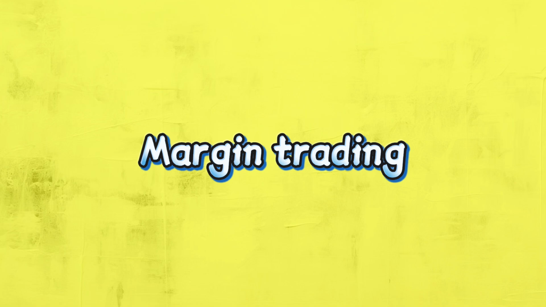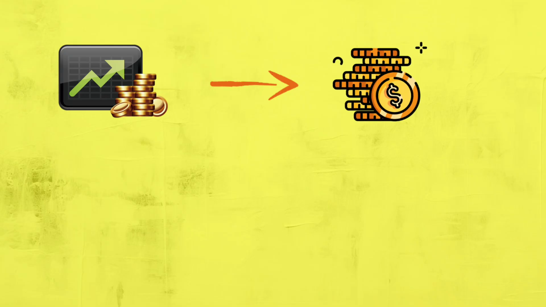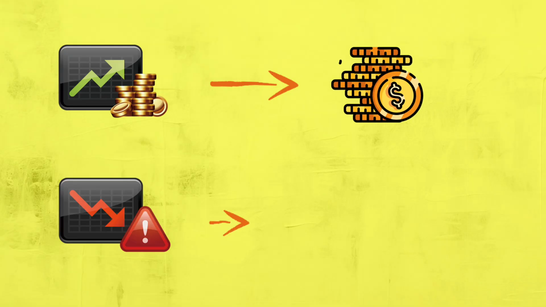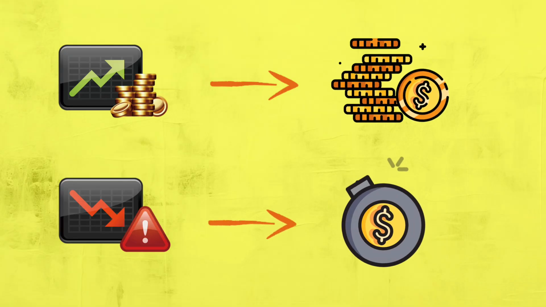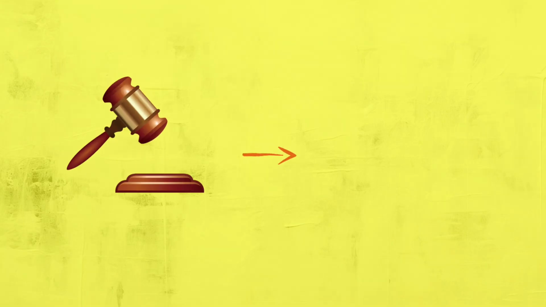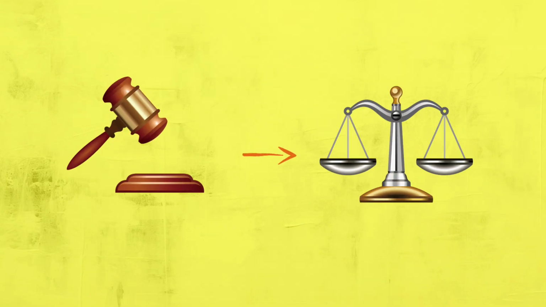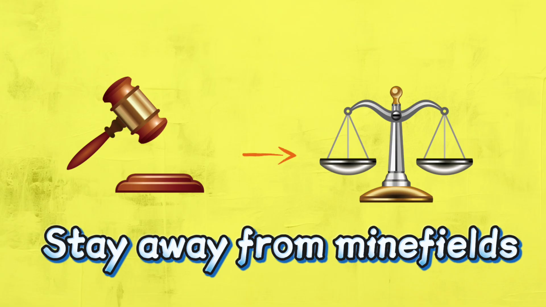2. Margin trading. Margin trading means borrowing money to buy stocks. When the stock rises, your profits increase faster. But when it falls, your losses also grow faster. In extreme cases, your account may be forced to sell your positions, and you could lose your initial investment. Beginners should stay away from margin trading.